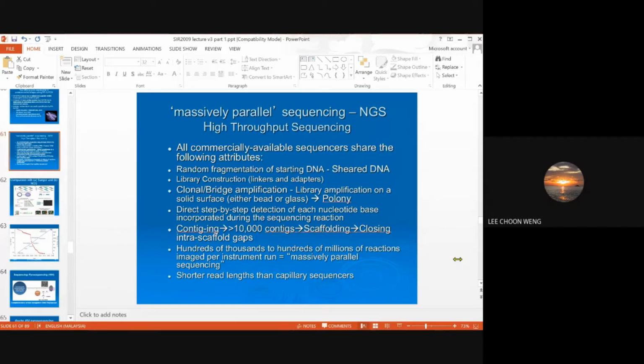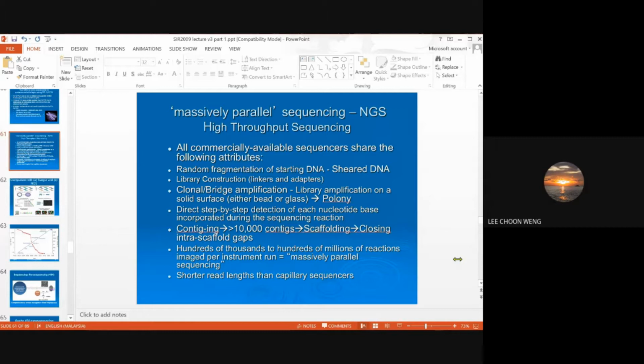And also at that time NGS was very expensive, 4-5,000 per sample. Now it has gone down to about 400 to 600 ringgit per sample. So the price now is so low that it doesn't make sense to use other methods unless you really need to.